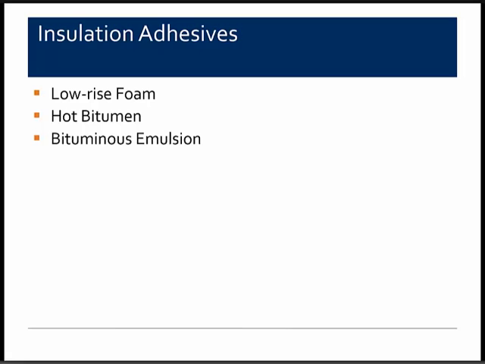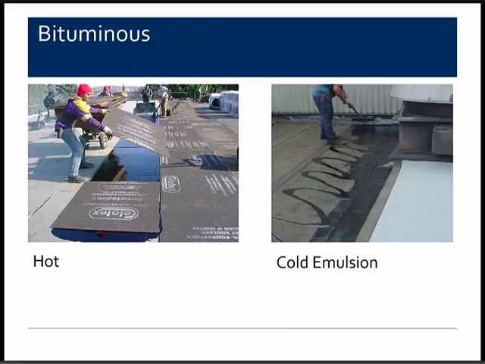And we have insulation adhesives. And the materials, again, similar to a membrane adhesive, we have the low-rise foam, we have hot bitumen, mostly asphalt, sometimes coal tar pitch, and bituminous emulsions. The bituminous products that are either hot or cold emulsions are used.